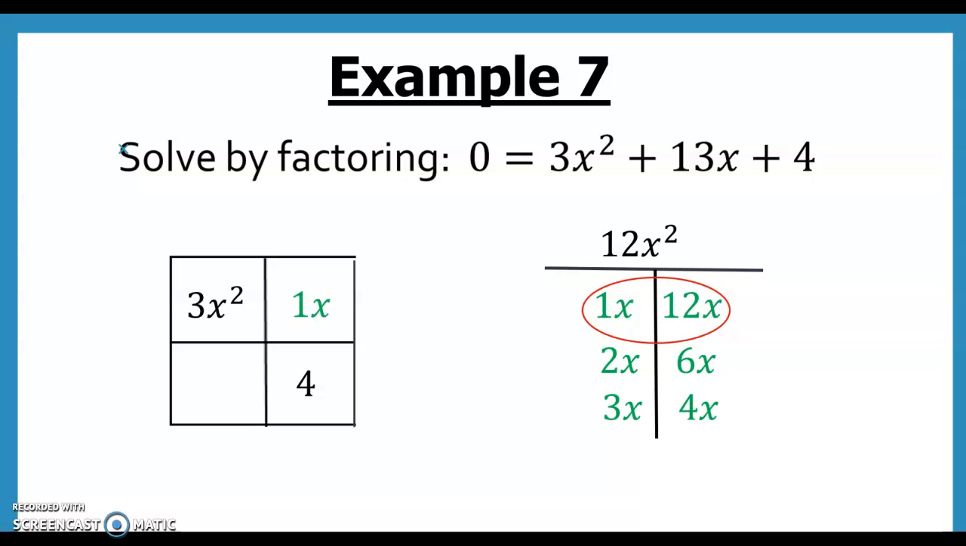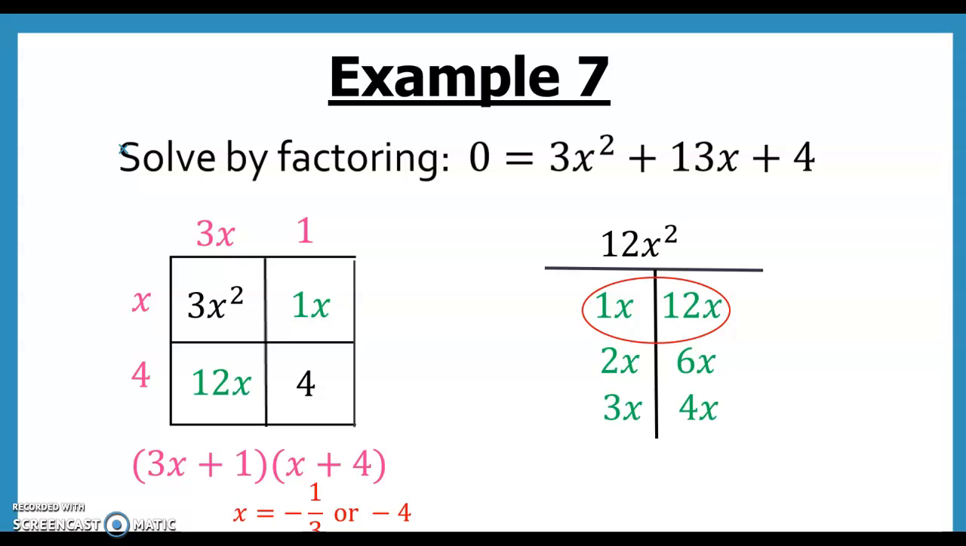So I'm going to come over here and put 1x, and I'm going to put 12x right here. Factor out their common factors. There's an x, there's a 4, there's a 3x, so be careful on that, and there's a 1. And so I factored them. It's 3x plus 1, x plus 4. That should equal 0, so one of those two equals 0. So x either equals negative 1/3 or x equals negative 4.